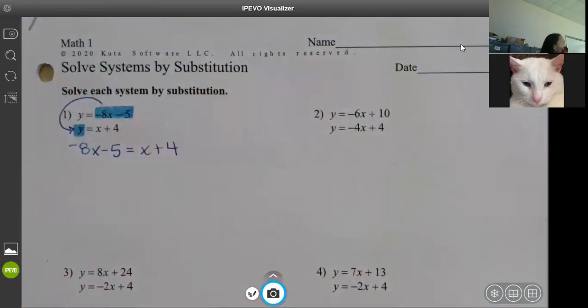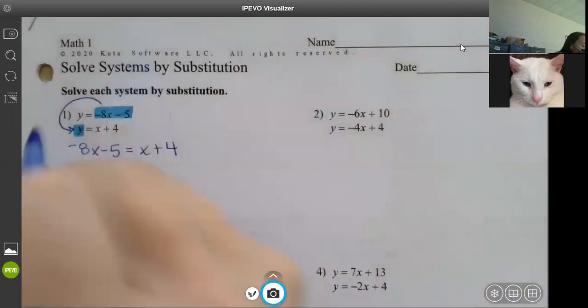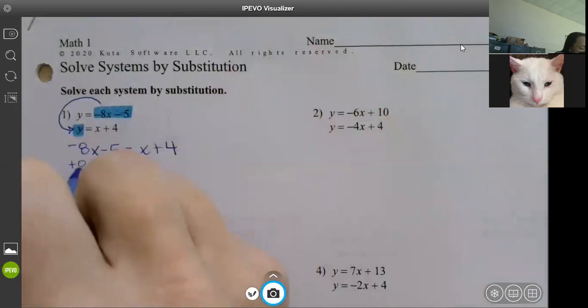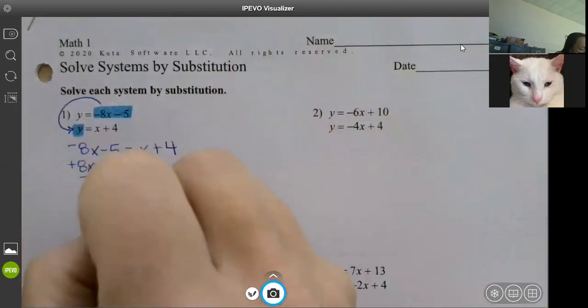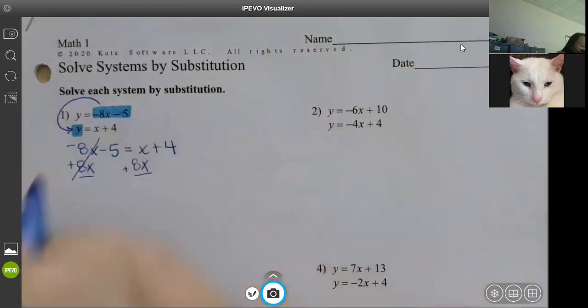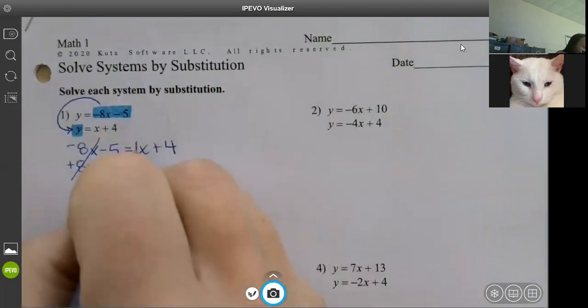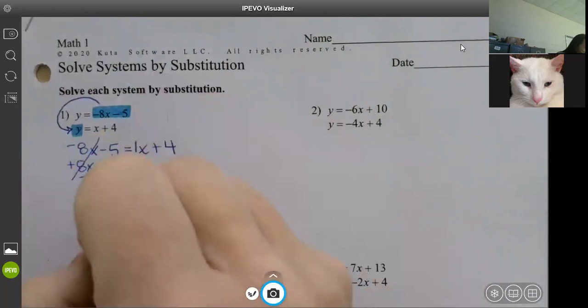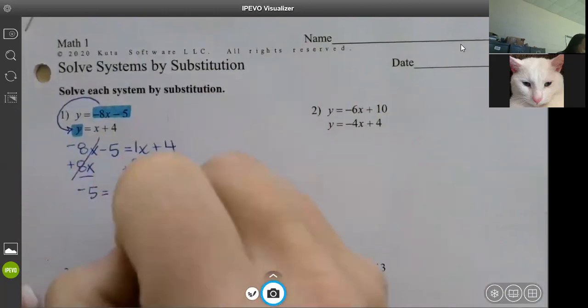We're solving for x, so we need to get those x's together. I tell you to move the smallest one. I don't care which one you move. So the smallest one on this one will be negative 8. So how do I get the 8 on the other side? So then these on this side cancel out. It leaves me with negative 5 equals, remember this is 1x. So 1 plus 8 is 9. And then bring down your 4.